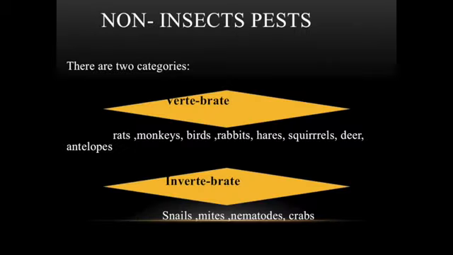This is a non-insect pest. There are two categories of non-insect pest. One is vertebrate, another one is invertebrate. The vertebrates include rats, monkeys, birds, rabbits, hares, squirrels, deer and antelope. Invertebrates include snails, mites, nematodes and crabs.